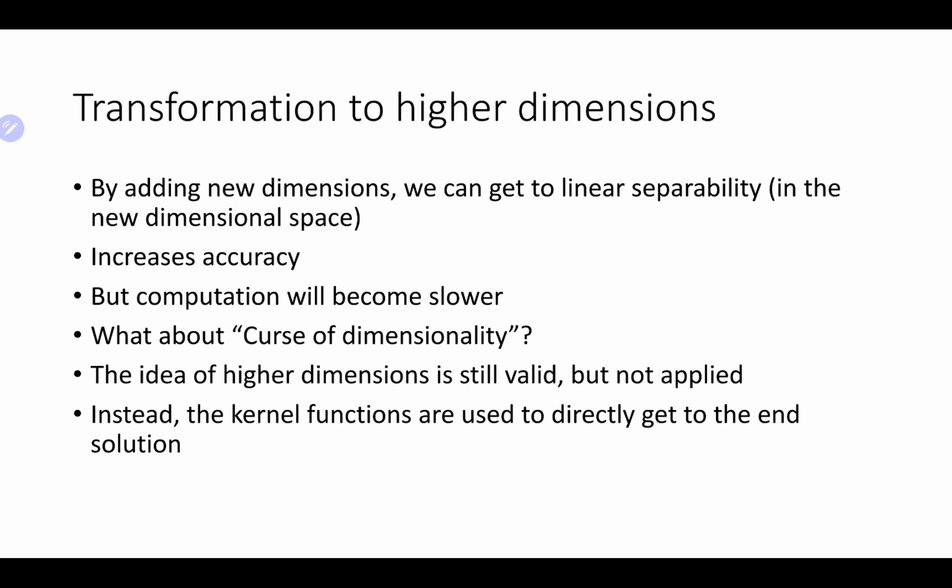So by adding new dimensions, we can get the linear separability in that new high dimensional space. It increases the accuracy. Computation will become slower, as you can imagine. And the question of curse of dimensionality should always be there, because we don't want too many new dimensions. It will make things worse. But as I said, in the kernel SVM, or by applying this kernel trick, the idea of higher dimensions is still valid, but it's not exactly applied. Instead, the kernel functions are used to directly get to the end solution.